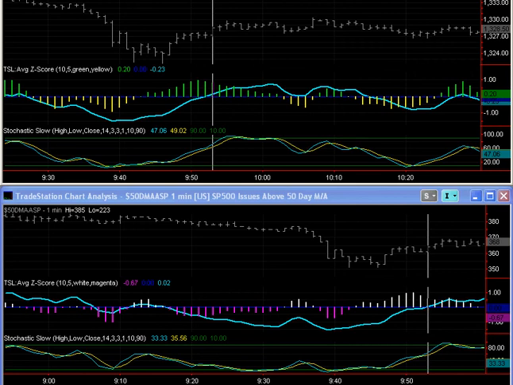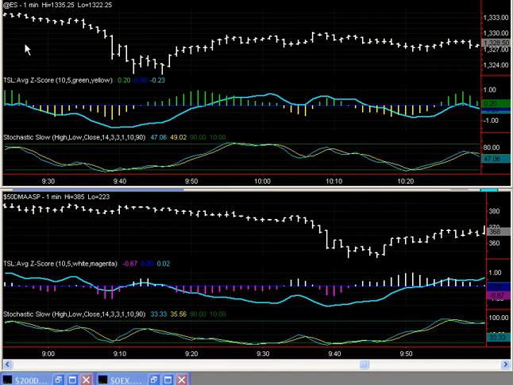We happen to prefer the Z-score indicator. So just to get a feel for this, what we've done is we've placed a 1-minute ES on chart 1 and a 1-minute 50-day moving average of the S&P below it. We're using a standard Z-score indicator in subgraph 2 and a slow stochastic in subgraph 3 in each chart. Now watch how this tracks.